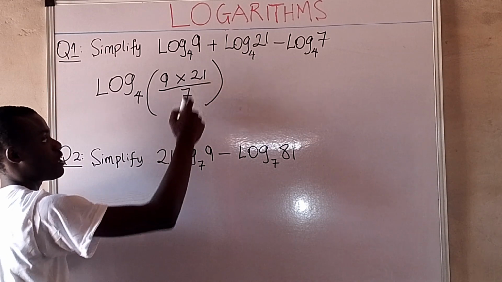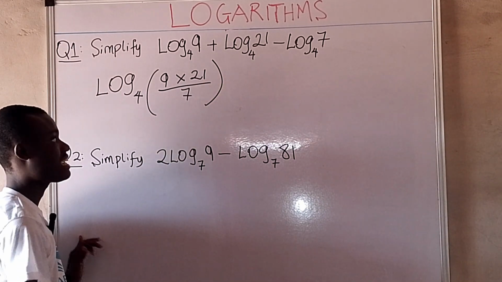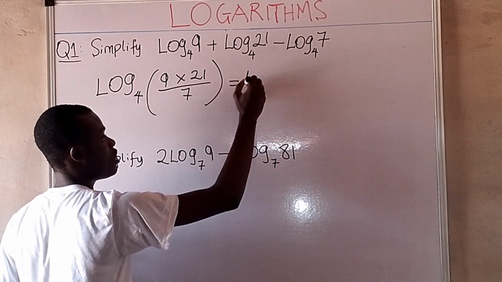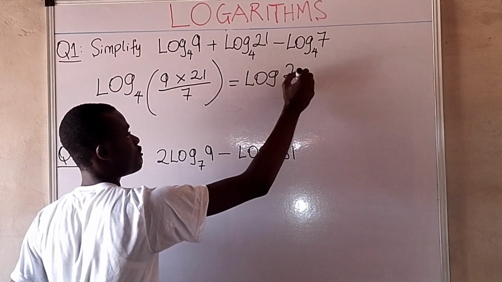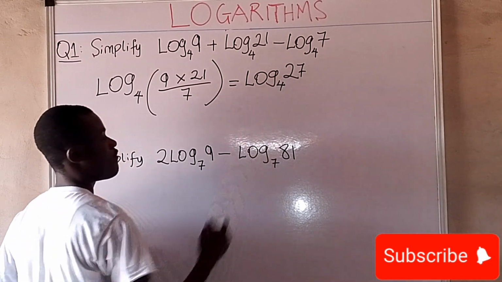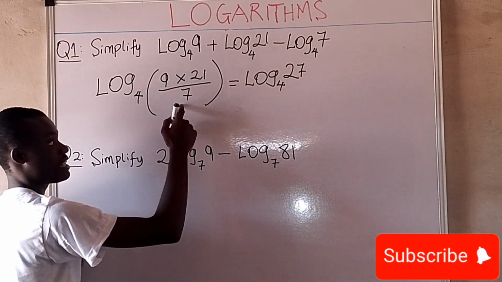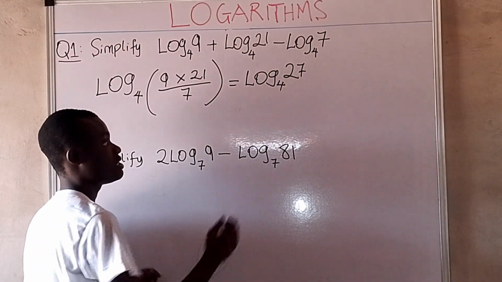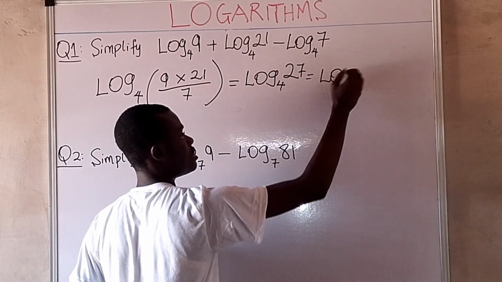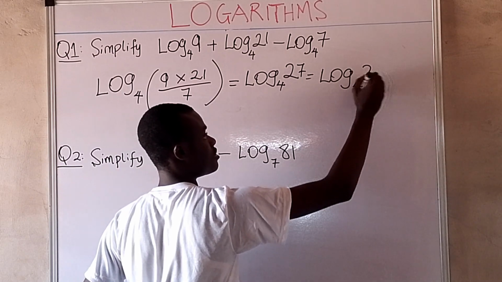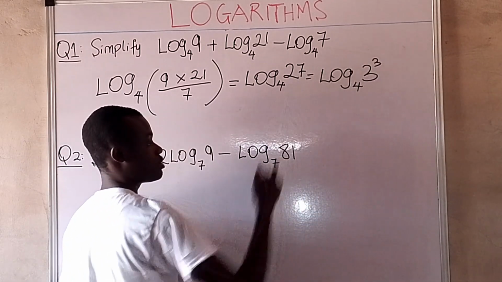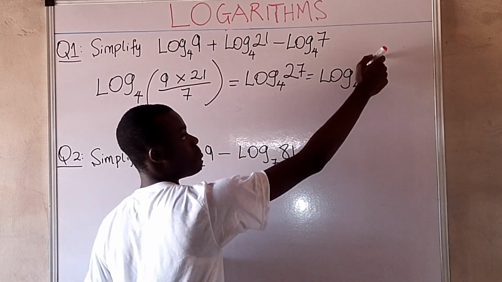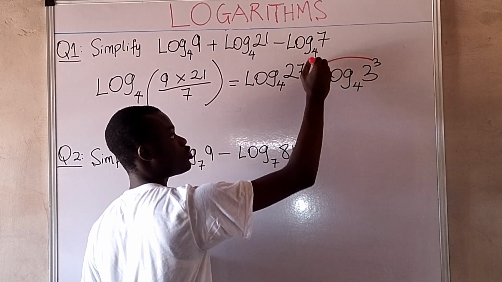Now 9 times 21 is equal to 189. And 189 divided by 7 is equal to 27. So this is going to be log 27 to the base of 4 because 9 times 21 divided by 7 is equal to 27. Now you can write 27 in index form, and 27 is the same thing as 3 raised to the power of 3 because 3 raised to the power of 3 will give us 27. Remember, in log 3, we said when you have a number raised to the power, you can take that power to the front of the log.